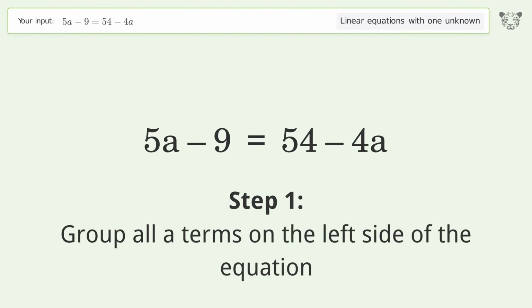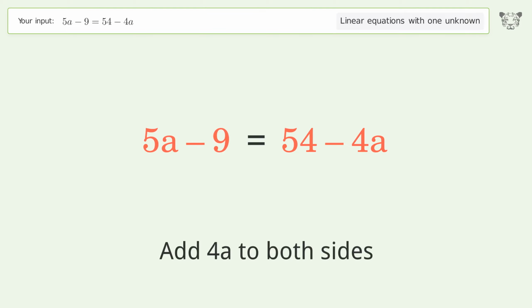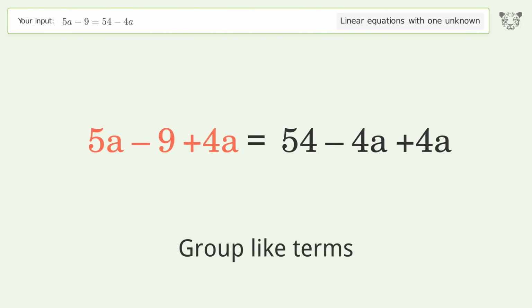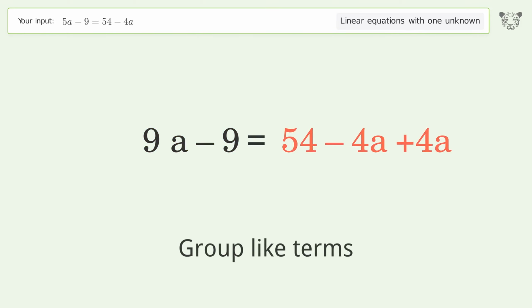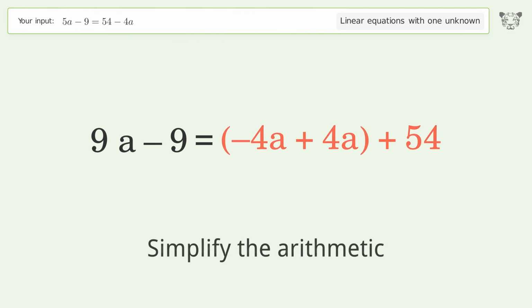Group all a terms on the left side of the equation. Add 4a to both sides. Group like terms. Simplify the arithmetic. Group like terms. Simplify the arithmetic.